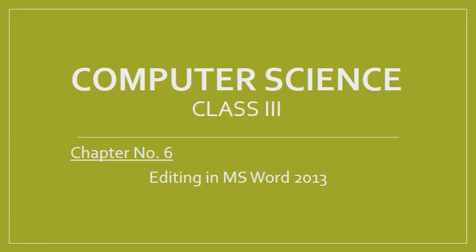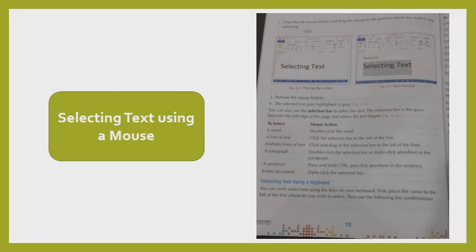This is your computer science class and you are going to learn your chapter number 6, editing in Microsoft Word 2013. First of all, what you all have to do is open your page number 69 and look at the bottom of the page. You will see a topic written, selecting text using a mouse. So today we will learn how to select your text using a mouse.